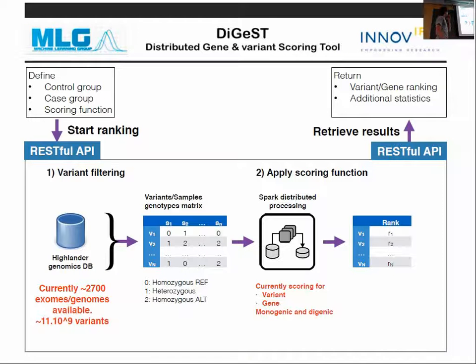And then we implemented all this, both a cluster backend and a web front end, which is available from the web. Basically, from the web interface, the user can design their control and case groups with different filters that can be applied on the variant database. Then the filtering, creation of the genotype matrix, and the application of the scoring function take place on the cluster backend. That returns the scoring to the web interface.